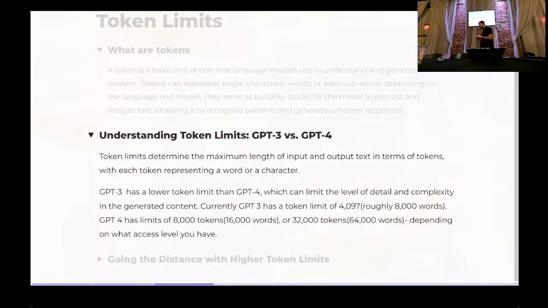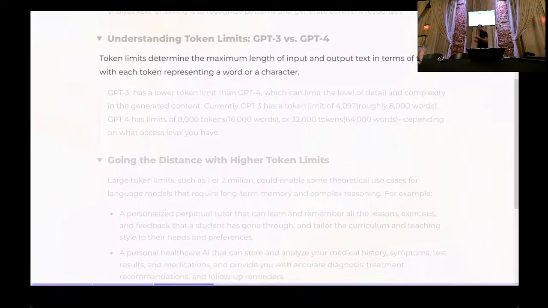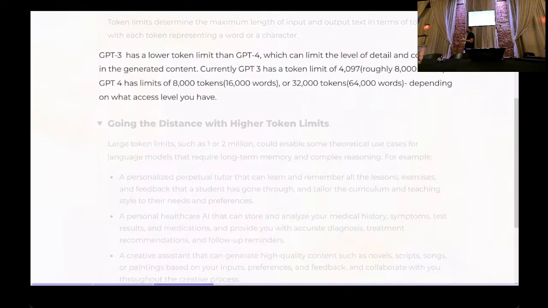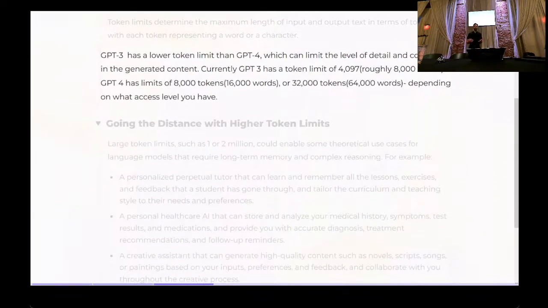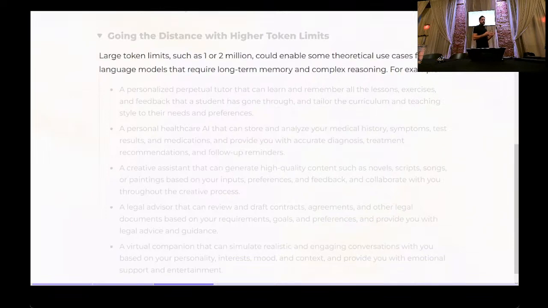GPT-4 has higher limits depending on your access level. It's either 8,000 tokens or 32,000 tokens, depending on whether you've got developer access in the API. So what does more tokens, a higher token limit, actually mean for you? We talked earlier about giving context and as much elaborative detail as you can. Larger token limits allow you to do that.